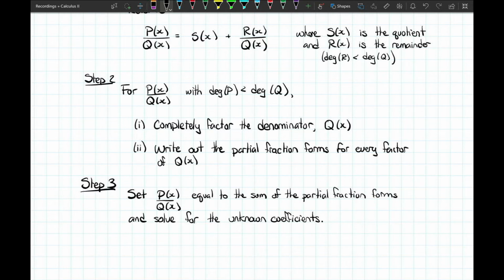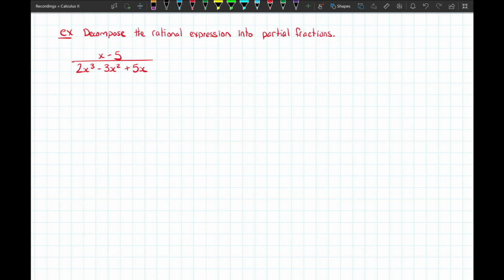Now there are a couple different methods for solving for those unknown coefficients, but let's see if we can start off with step 2 in an actual example and see how we solve for that in practice. Let's decompose the rational expression (x - 5) over (2x^3 - 3x^2 + 5x) into partial fractions. And we're very lucky here that the denominator can be factored quickly with just a common factor of x.